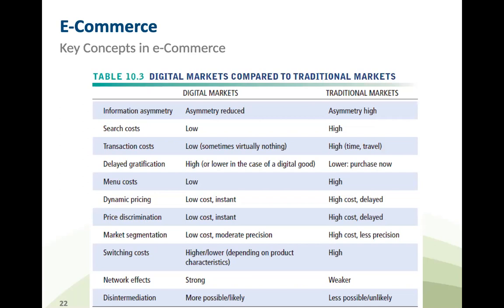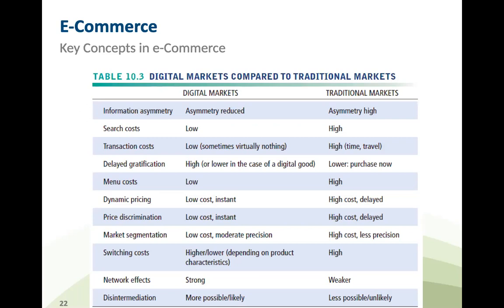And then menu costs are low in digital markets, whereas high in traditional markets. And then dynamic pricing is low cost and can be done instantly, but in traditional markets it's high cost and delayed. Price discrimination is also low cost and can be done instantly, while in traditional markets it's high cost and delayed. Then market segmentation is also low cost with moderate precision, whereas in traditional markets it is higher cost and less precision.